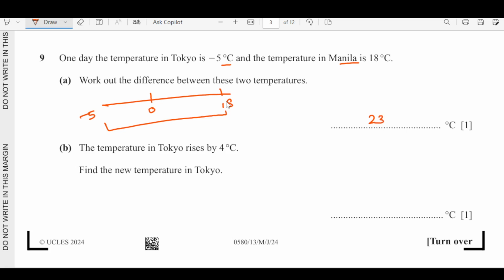Now the temperature in Tokyo rises by 4 degrees. Tokyo was negative 5 degrees Celsius and now it has risen by 4 degrees, so plus 4. So this is going to be negative 1.